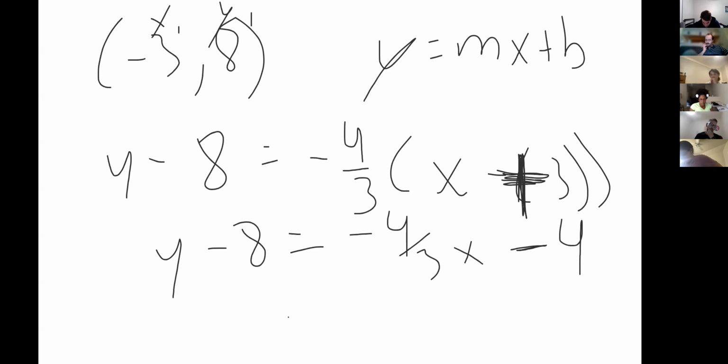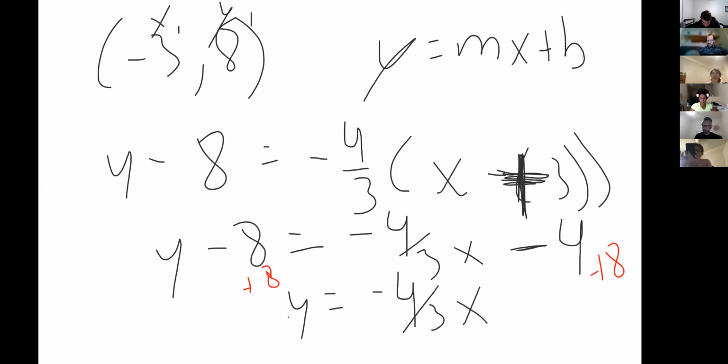Move the 8 over. So we're going to add the 8. And I think we're there, right? Minus 4/3 x, kind of cramming it a little bit. I added 8, so I believe that makes this 8 minus 4? Should give me positive 4.